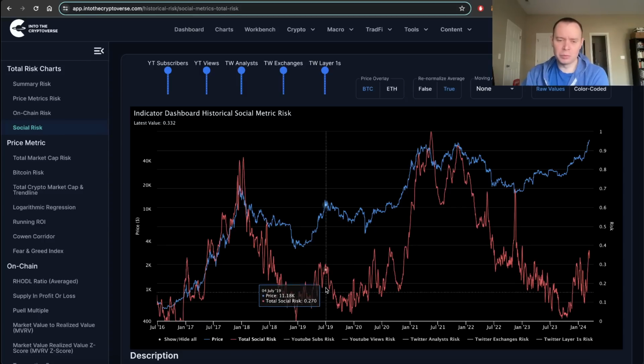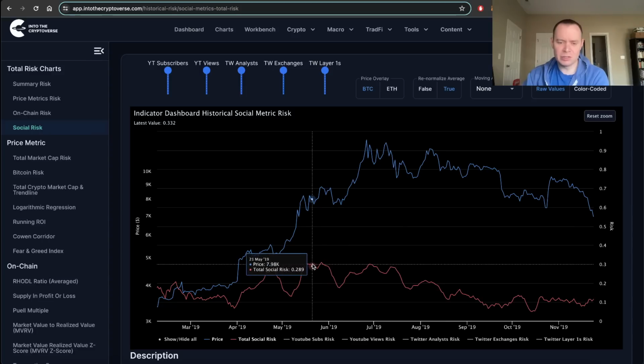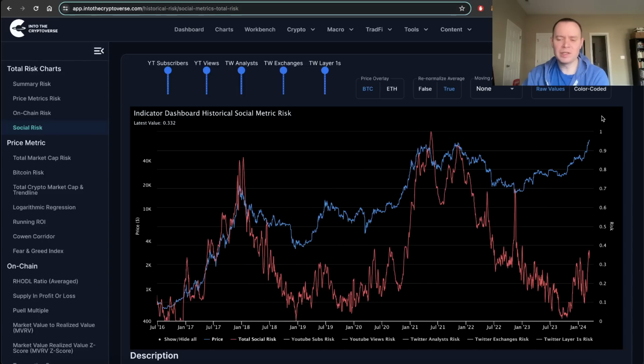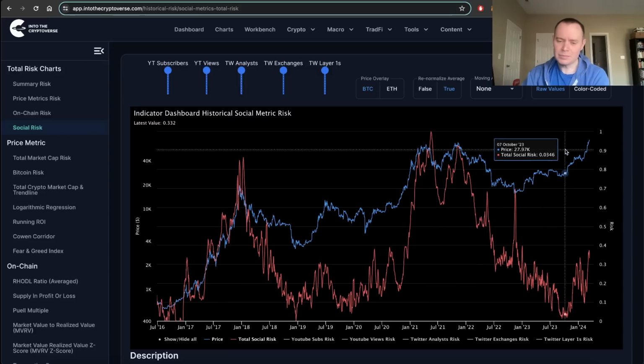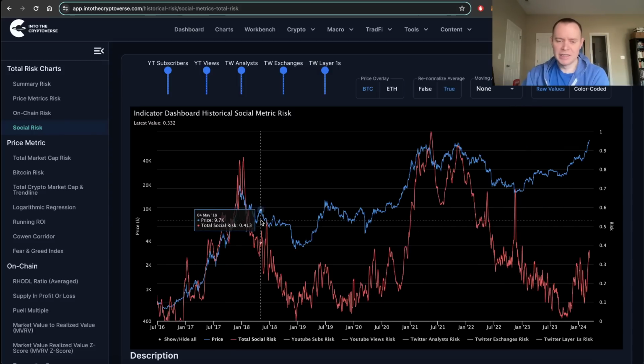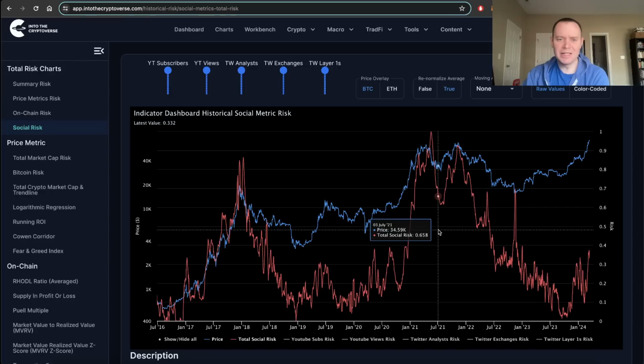Now, in 2019, you can see that ultimately the social risk topped out somewhere between 0.3 to 0.4 risk. And it was unable to durably go beyond the 0.3 to 0.4 risk band. We once again find ourselves in the 0.3 to 0.4 risk band. And so I do think that this metric will be instrumental in terms of understanding Bitcoin, not only Bitcoin USD, but more importantly, alt Bitcoin pairs, right?